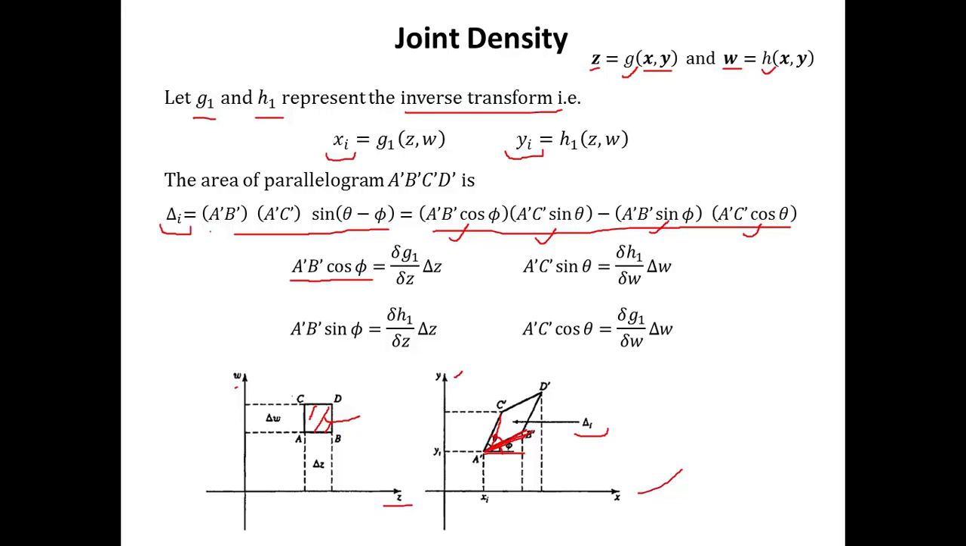So that can be determined as the differentiation along the x-axis, that is, the differentiation of g1 with respect to variable z multiplied by the area delta z, that is this area. So A'B' cos phi will be del g1 by del z multiplied by area delta z.